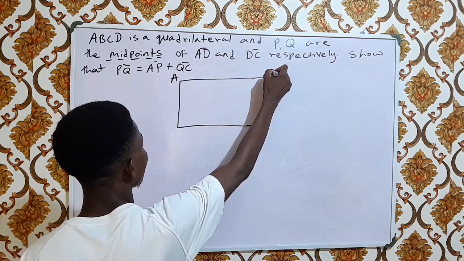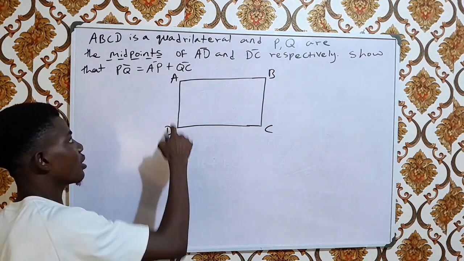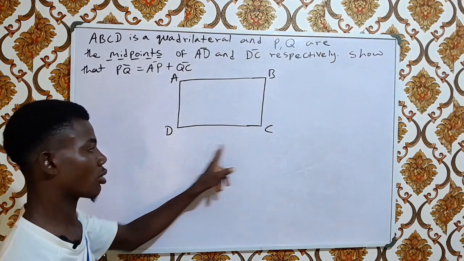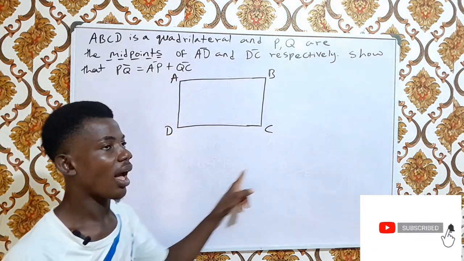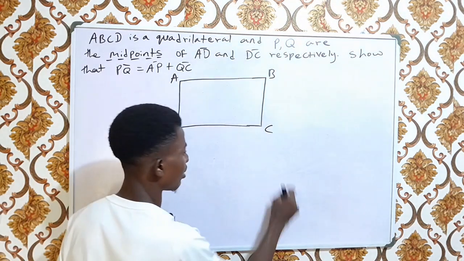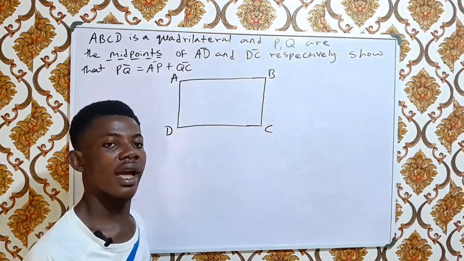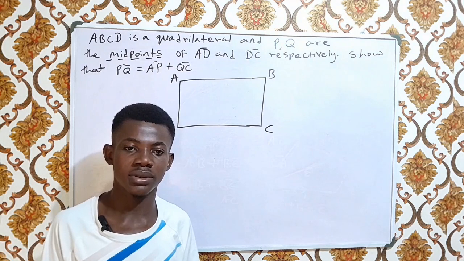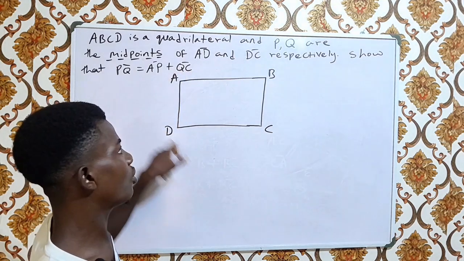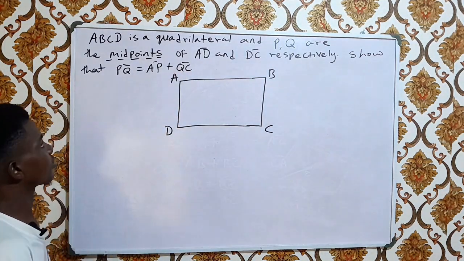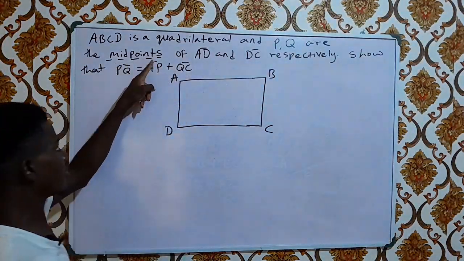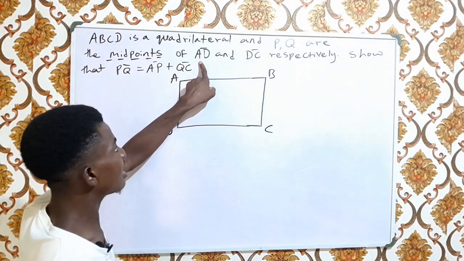Another thing you have to be careful about is naming the edges: you either name them clockwise or anti-clockwise. Do not name like this, A here, then B, C, D. No. It's only in a triangle that you can go anyhow and it will still rhyme. But under quadrilaterals, you either go clockwise or anti-clockwise.